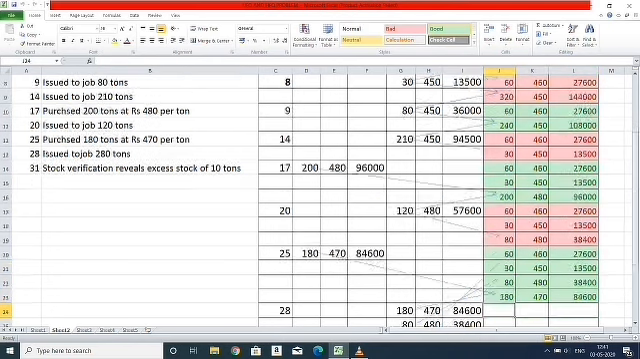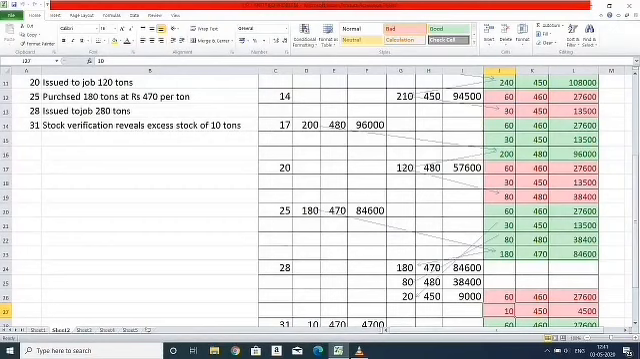Then we are going to issue 280 tons on January 28. In that case, we have to take maximum care. We have to issue 280 tons. Firstly, for getting that 280 tons, we use our last lot, 180, which we purchased at a rate of 470, amount 84,600. Then the next purchase, the balance of 80 here. We use this 80. Its rate is 480.